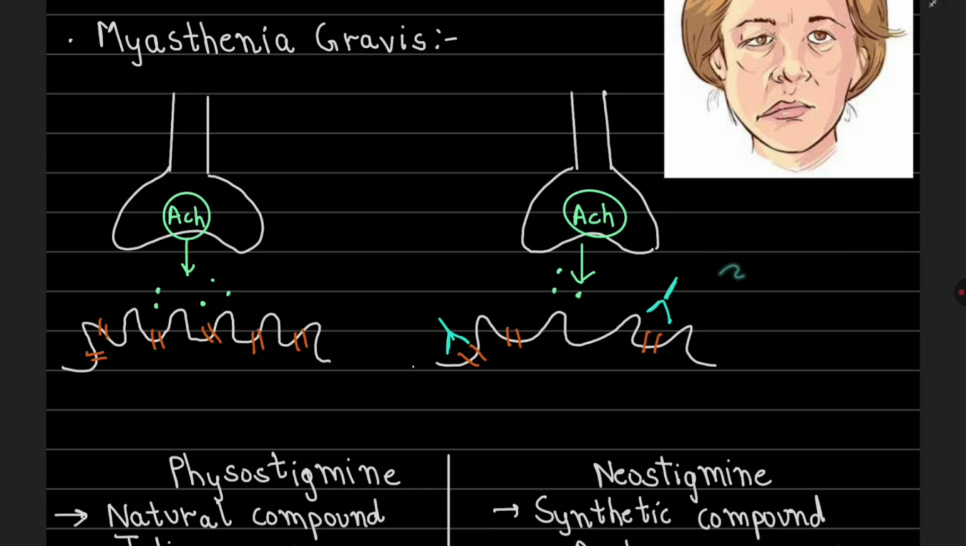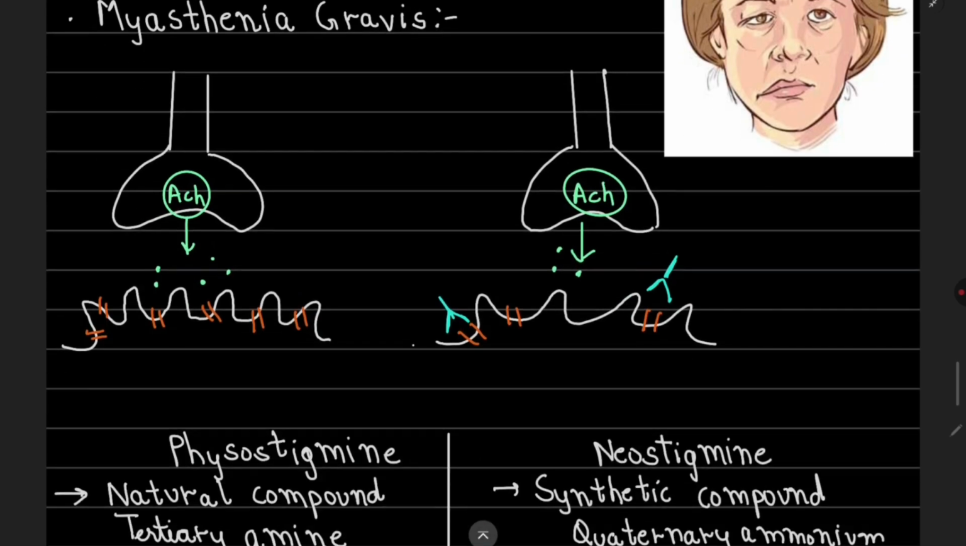In such a patient, we administer anticholinesterases so that now more acetylcholine can be present in the synaptic space and it can bind to the lesser number of receptors and make up for the decrease in the receptors. So this is the rationale of using anticholinesterases in myasthenia gravis.